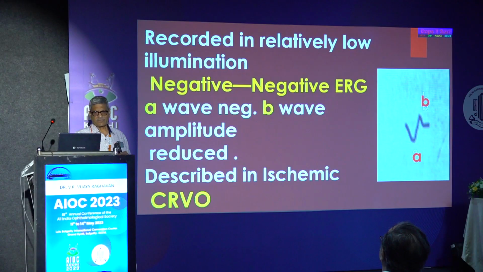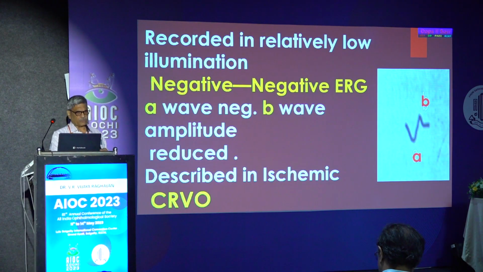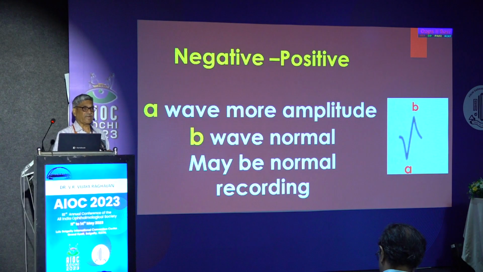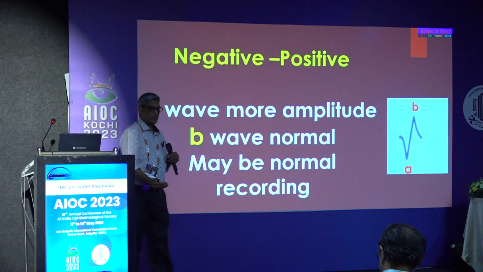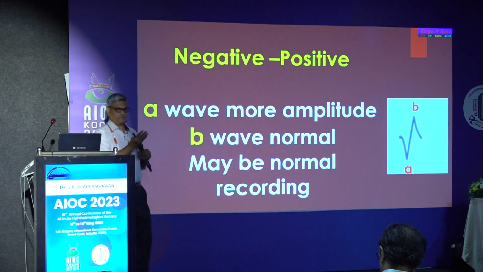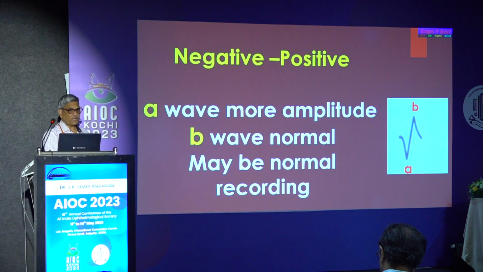It is called negative ERG. Sometimes I can have negative ERG where the A wave is negative and the B wave amplitude also, both coming towards the negative side. One more, very rarely they will tell you, negative positive. That means the A wave is more negative, but the B wave is normal. See, the B wave is normal, but it's called negative positive.